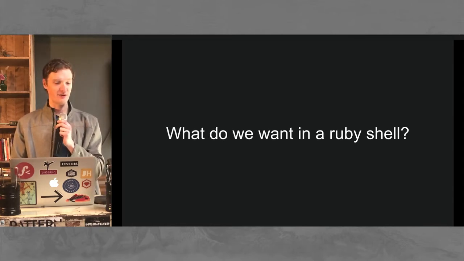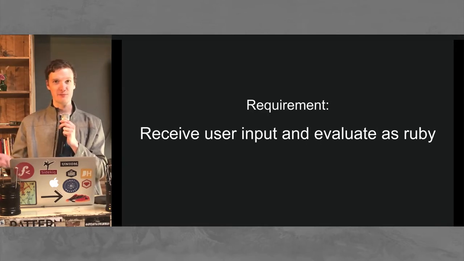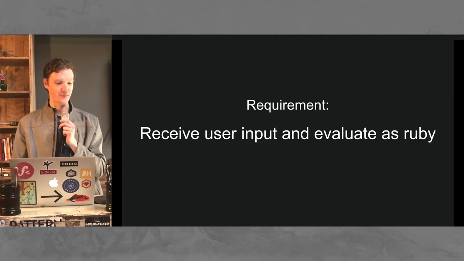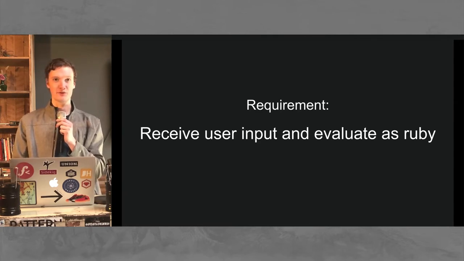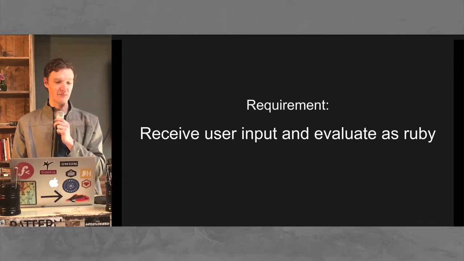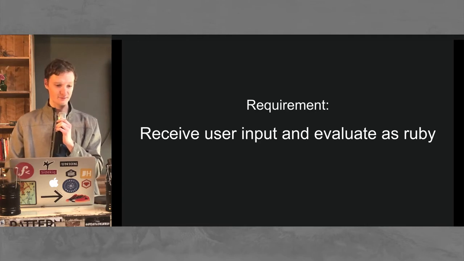Anyway, let's talk about some of the stuff we want in a Ruby shell. For one, we would like to receive input and evaluate it as Ruby. That's pretty much the bare minimum you look for in a shell. Right off the bat, that's a weird question to ask, because I don't think anyone commonly writes code that is made to evaluate other code. Most of the time, your code is trying to do something outside of the code. But in this case, we literally want code that is able to read essentially itself and then know what to do with that.